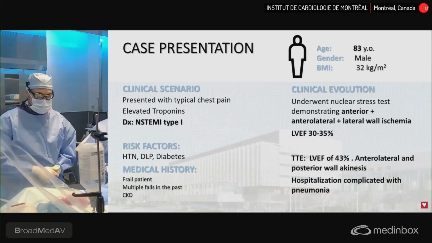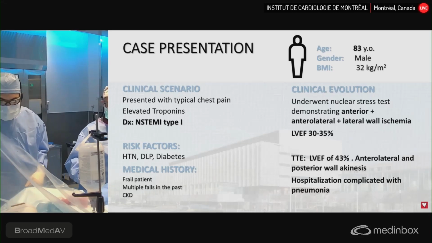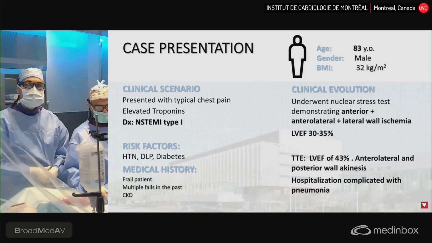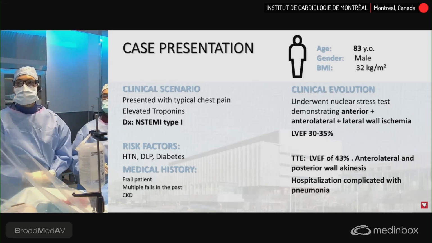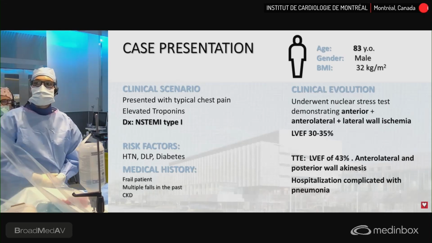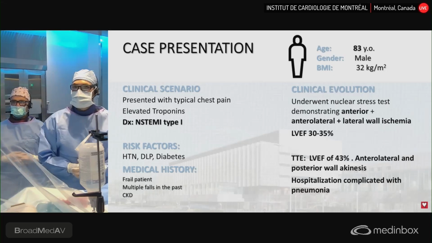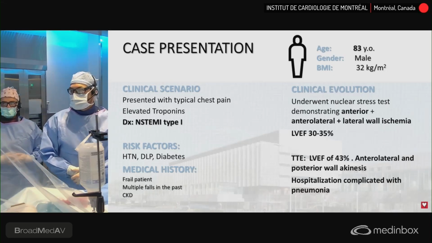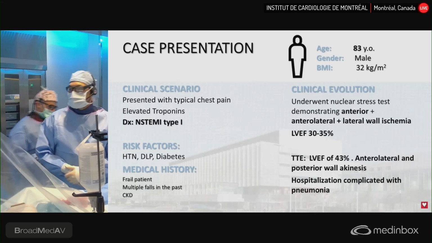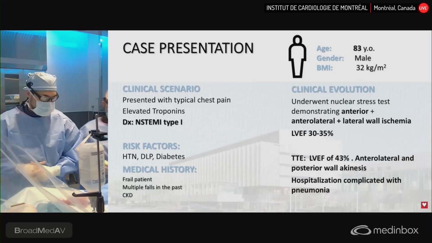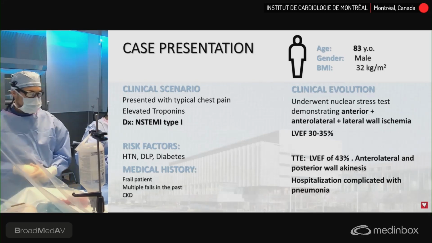During hospitalization, he underwent a nuclear stress test. We demonstrated severe ischemia in the anterior and lateral wall with an ejection fraction that was slightly reduced, 30 to 35. A TTE, however, demonstrated that the LVEF was 43%, and the patient had anterolateral and posterior wall akinesis. The hospitalization was lengthy, complicated by pneumonia, but finally the patient underwent cath.